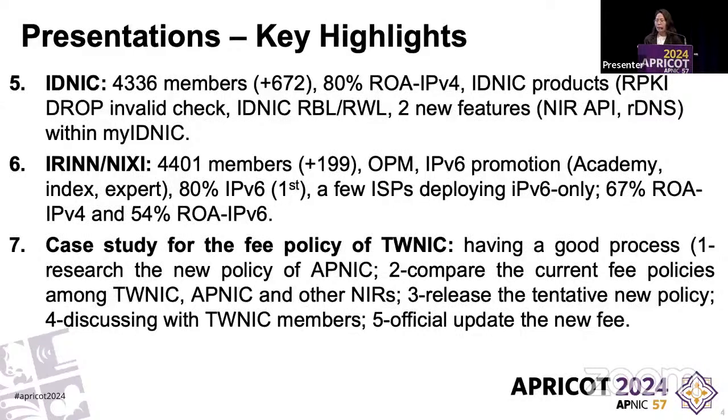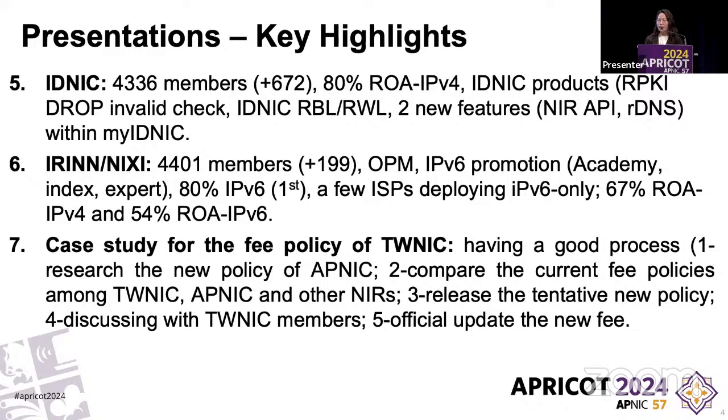From APNIC, I presented a lot of activity and products from India. They got a great number of members, more than 4,000, and a great increase last year, more than 600 new members. The RPKI adoption in India is 80%, and there are also great products in India, like RPKI drop-in value check, RBL, and many activities for members with new features like NIR API and RDNS within MyAPNIC.